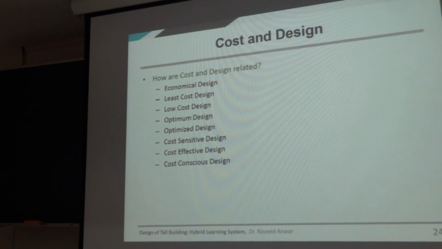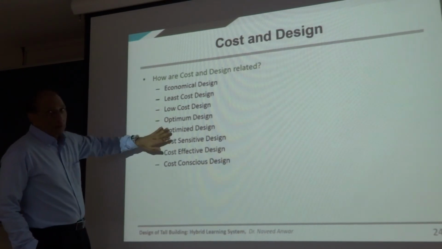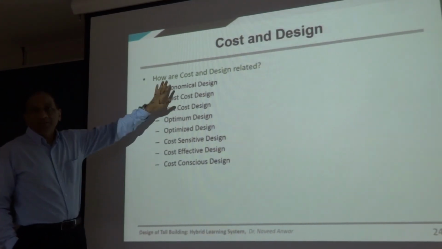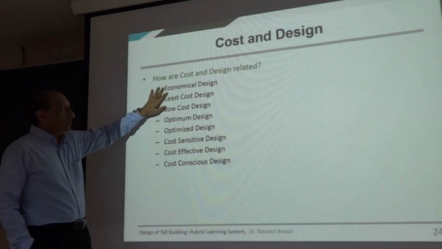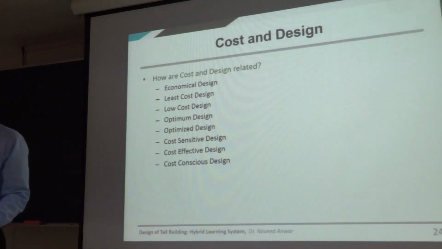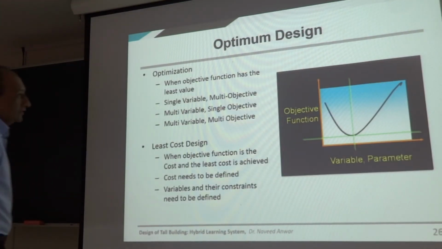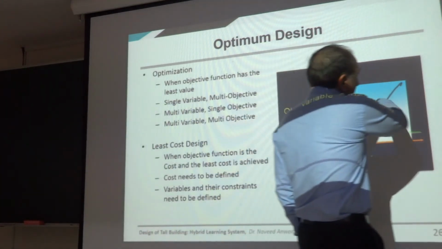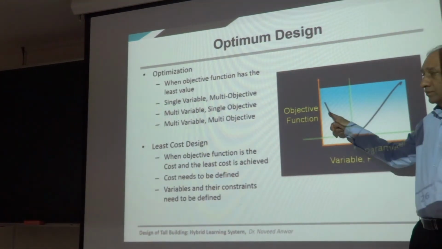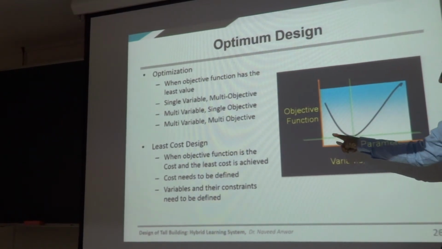Optimization, you talked about optimization of the cost, and just remember, cost optimization, cost consciousness, least cost, low cost, there are many terms, and each term has a very different meaning. But ultimately, what we are looking at is this curve. Oh, sorry. Last two slides on cost. This curve. This is the curve of an optimum solution, right?